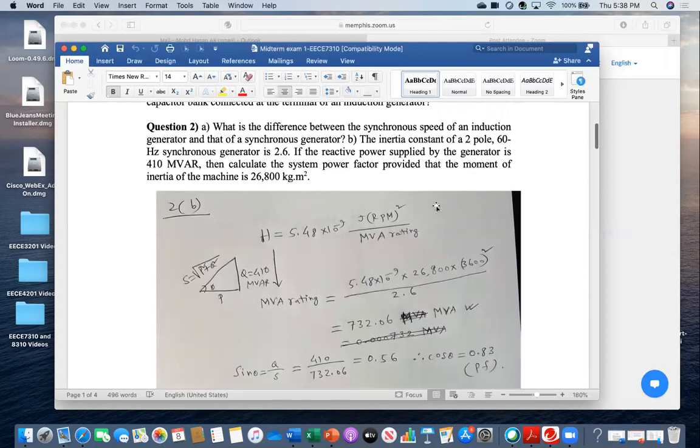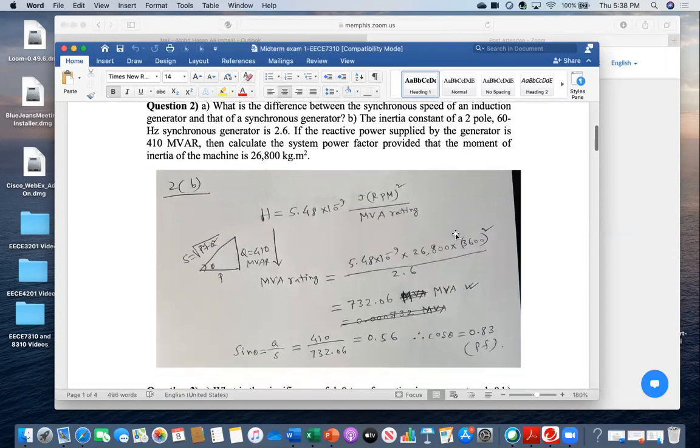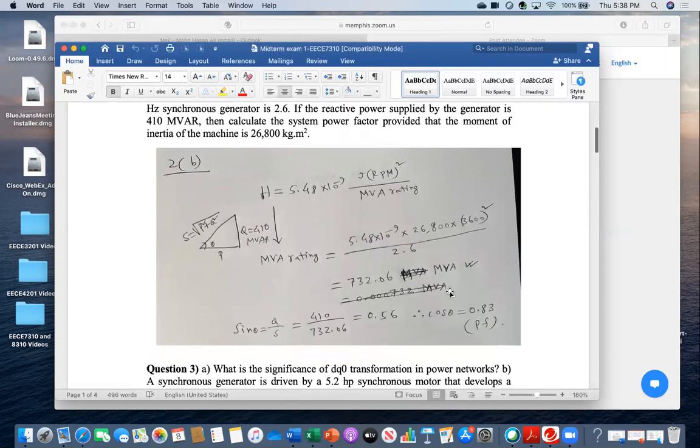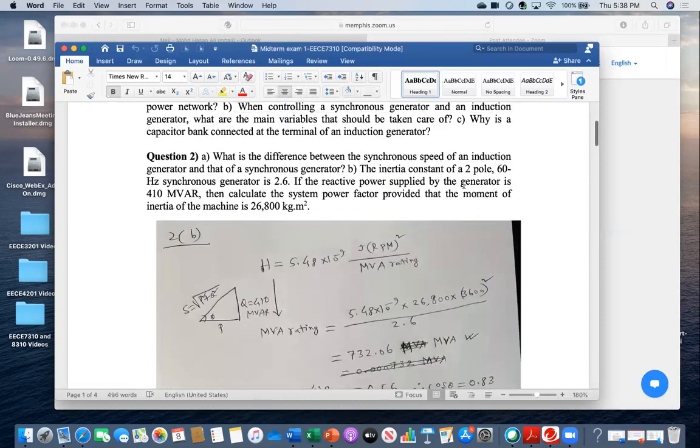Then this problem, I believe everybody has done properly. The answer should be power factor 0.83. Using the inertia constant of a 2-pole 60 Hz synchronous generator, 2.6, if the reactive power supplied by the generator is 410 megawatt, then calculate the system power factor, provided that the moment of inertia of the machine is 26,800 kg meter square.